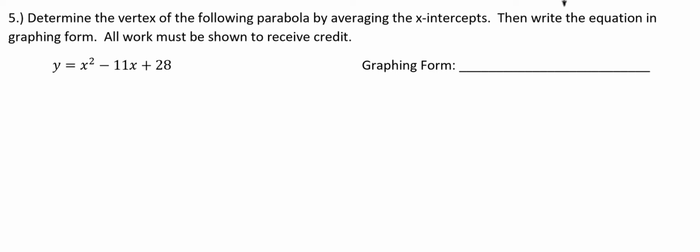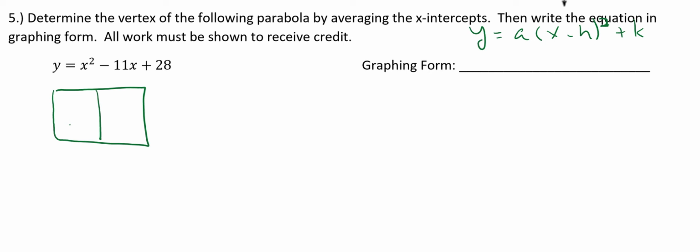So all I want you to do is to determine the vertex of the following parabola by averaging the x-intercepts, then write the equation in graphing form. Okay, so remember, graphing form is y equals a times x minus h squared plus k. So to get the vertex by averaging, I have to first figure out what the x-intercepts are. So I need to factor this.